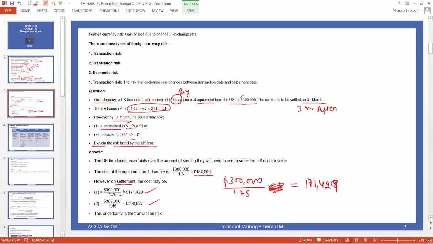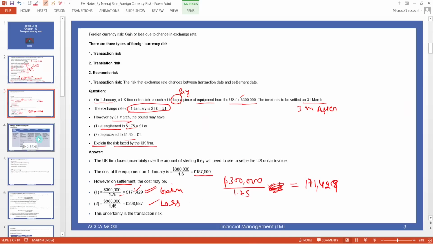Okay, and if you do this, after 3 months, if the currency is strengthened, you have to pay a smaller amount. So this is a gain and this is a loss for your firm, because you have to pay less in one case, so this is a gain, and you have to pay more in the other, so this is a loss for your firm. This is the risk, and this risk is called transaction risk.